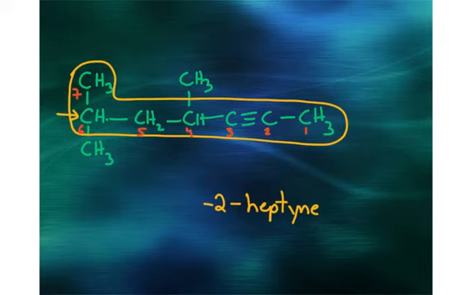And we have 2 substituents. They're both 1 carbon big, so we have 2 methyl groups. So we have a dimethyl. Pretty good spacing today. And we have them on the 4 and 6 position. So we have a 4,6-dimethyl-2-heptyne.